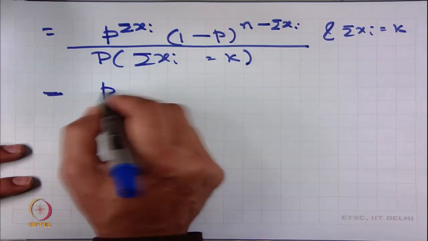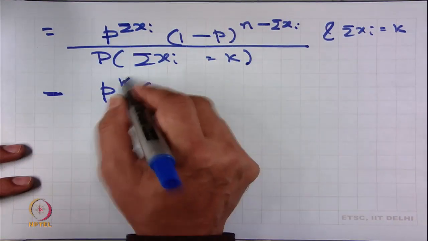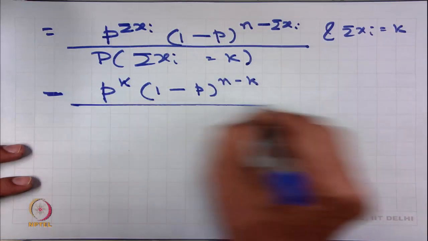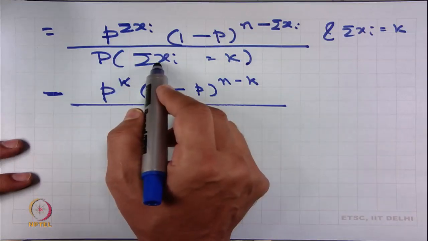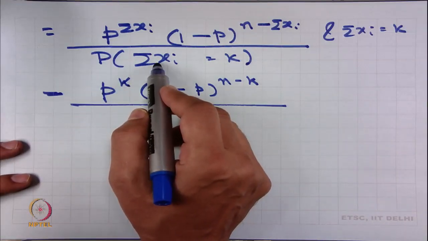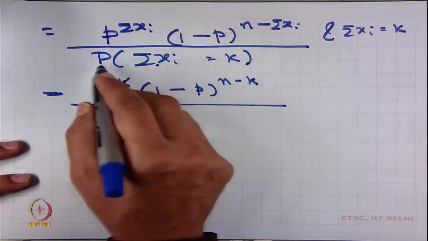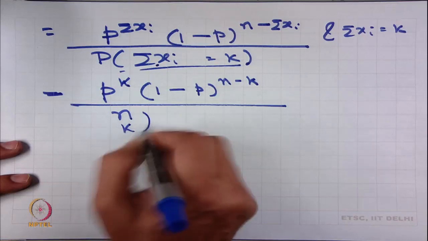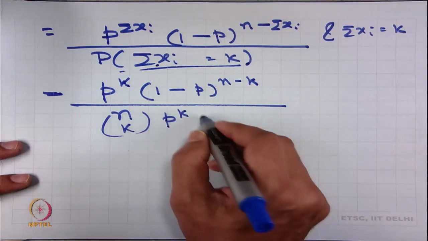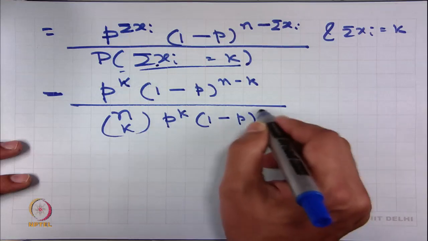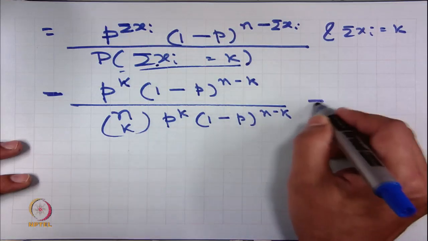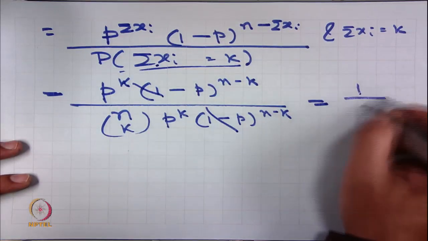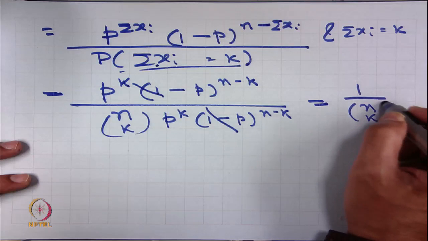So, this is nothing but p to the power k, 1 minus p whole to the power n minus k, divided by, since sigma Xi is now a binomial random variable with parameter n, p, it will take the value k with probability n c k p to the power k, 1 minus p whole to the power n minus k. You see that this cancels with this, therefore, we are left with 1 upon n c k.